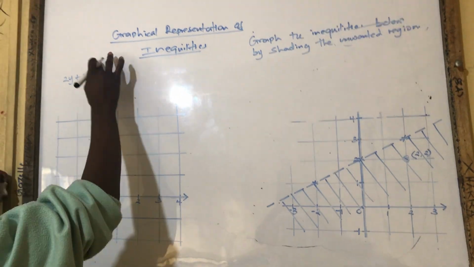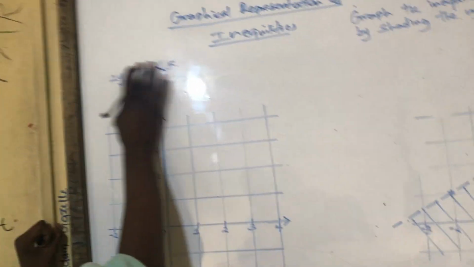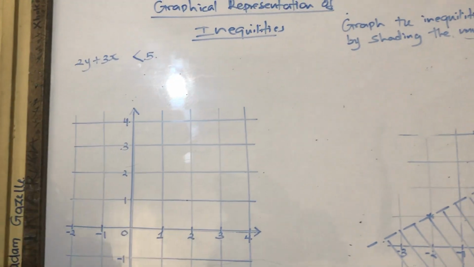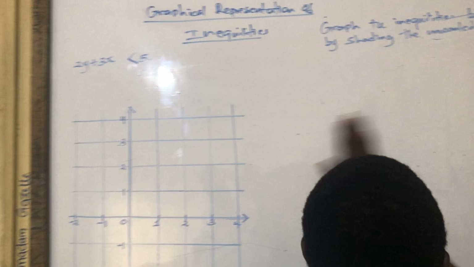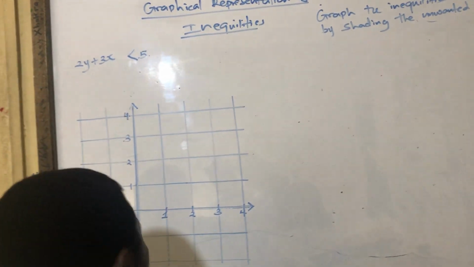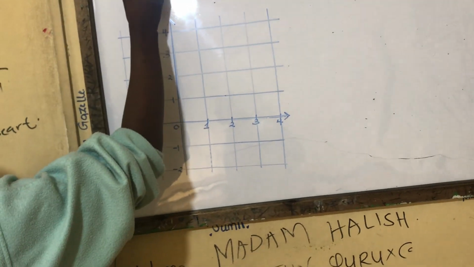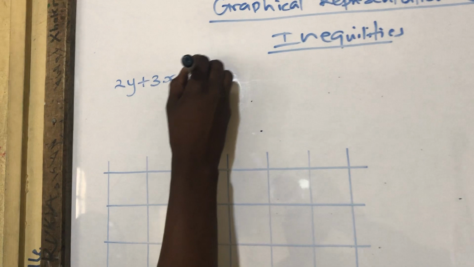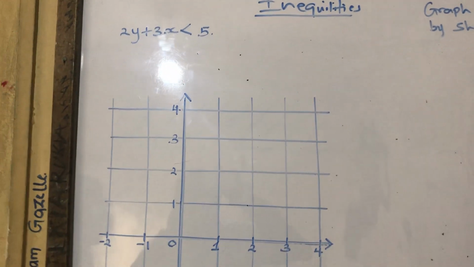Let's consider this example. Allow me to change this one here to less than. So we have 2y plus 3x is less than 5. How do we graph the inequality 2y plus 3x is less than 5?